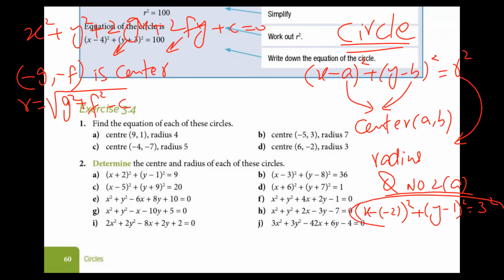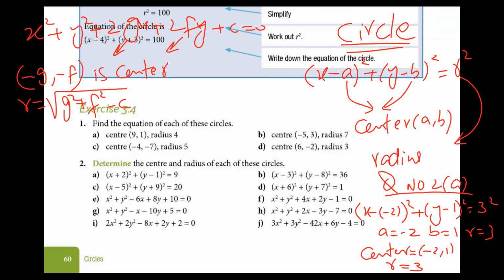If we compare this equation with this equation, this minus must be needed. That is why I produced it. So this minus 2 is the a value, and this 1 is equal to the b value, and this 3 is the value of r. So the center turns out to be negative 2 and 1, and the radius turns out to be 3. Muhammad, any confusion here or all okay?